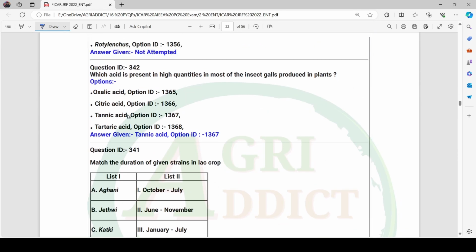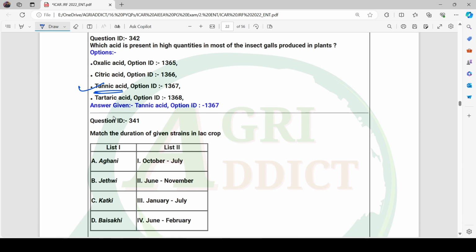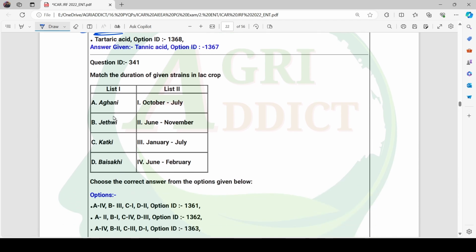Next question is, which acid is present in high quantities in most of the insect galls produced in plants? When there is gall, there is tannic acid. So option 3, tannic acid, is the correct answer. And mostly the gall producing insects like several gall midges and some other dipteran insects mainly produce the tannic acid that forms the gall in those types of plants.